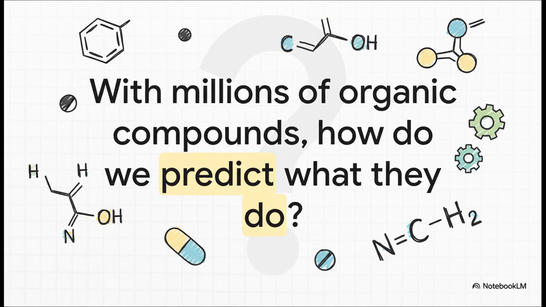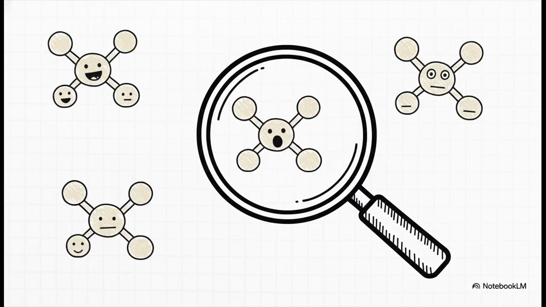And this really is the big question, right? With millions and millions of organic compounds out there, how on earth do we predict what they do? Think about it like a library with millions of books, but no titles, no genres, no system at all. It would be total chaos. You'd never find what you're looking for. It just seems impossible.